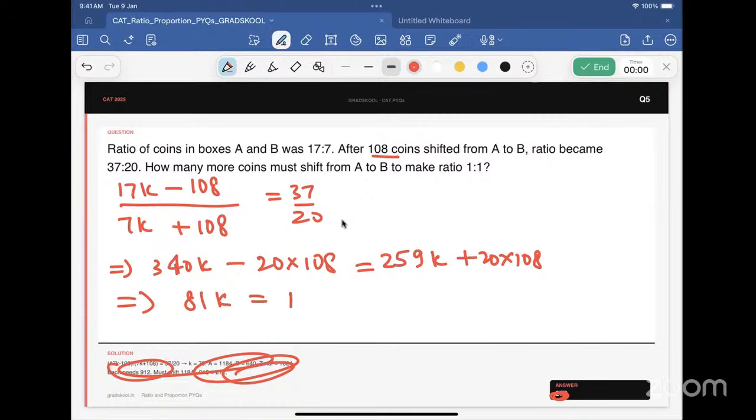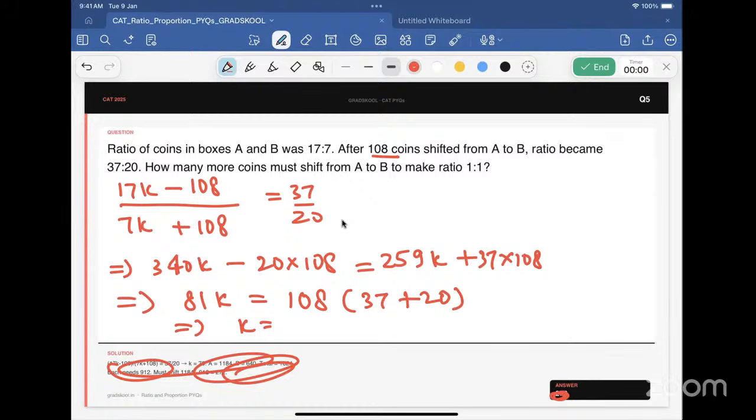It's 20 in both the cases? No, it should be something else. It's 37. I'm saying it right. Taking 108 common, I have 37 plus 20. Perfect. Now let's solve this. So K will be equal to 81. We can divide that, right? All of you got the answer?